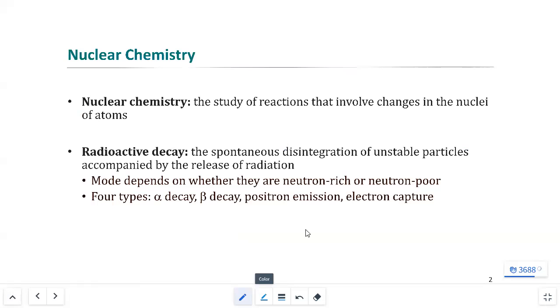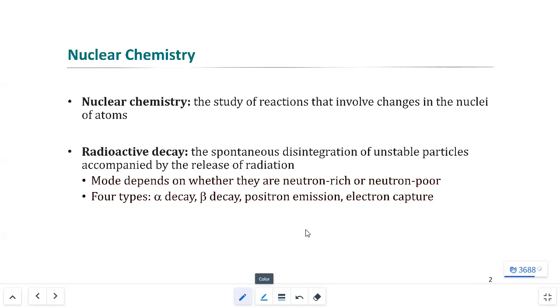So let's start off with some definitions. Nuclear chemistry, first of all, is the study of reactions that involve changes in nuclei. So unlike the chemical reactions that we've talked about all semester long, since the beginning of January, these are focusing on not what happens when this atom and this atom interact with each other, but rather what happens to this atom if it happens to be radioactive.